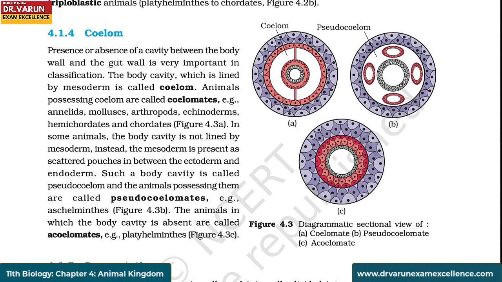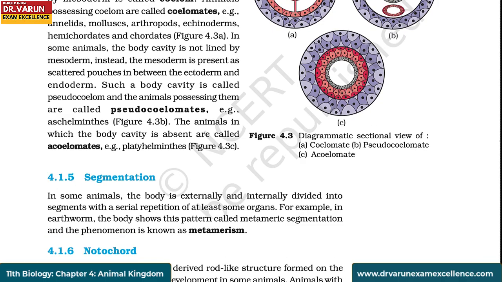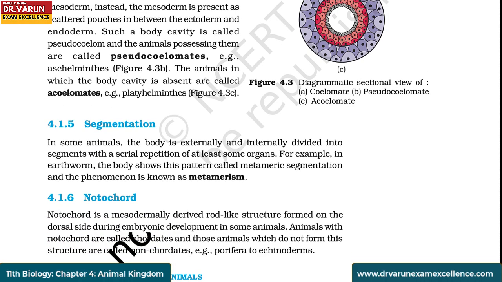In some animals, the body cavity is not lined by mesoderm. Instead, the mesoderm is present as scattered pouches in between the ectoderm and endoderm. Such a body cavity is called pseudocoelom, and the animals possessing them are called pseudocoelomates. Example, Aschelminthes. The animals in which the body cavity is absent are called acoelomates. Example, Platyhelminthes.